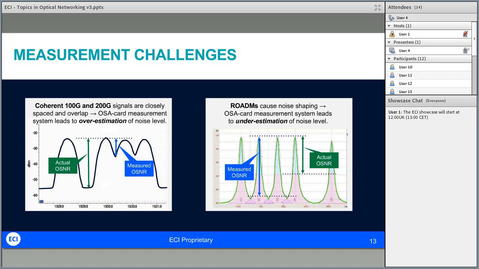On the other hand, just the opposite kind of problem can occur if you have ROADMs in your network, where, due to the nature of the ROADMs themselves, they can cause noise shaping. And what that can do, if you're using conventional OSAs for measurement, is lead to an underestimation of noise level. So in other words, you don't think you have a problem when you actually do. These are things that you need to be aware of as your optical networks become more complex.